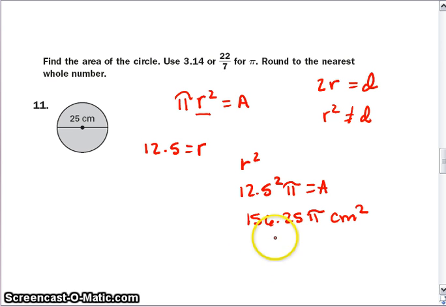All right, now if we multiplied this by pi, we could get an approximation of our area, which should be 491 centimeters squared.